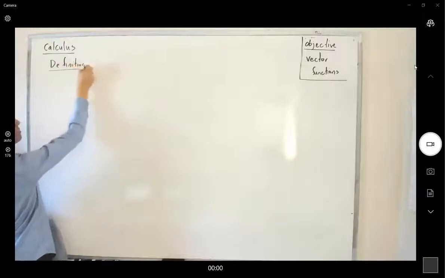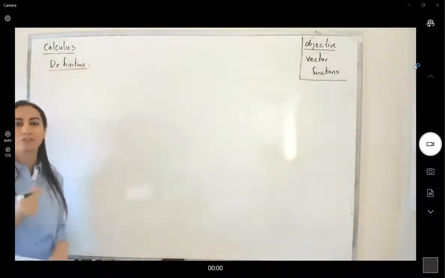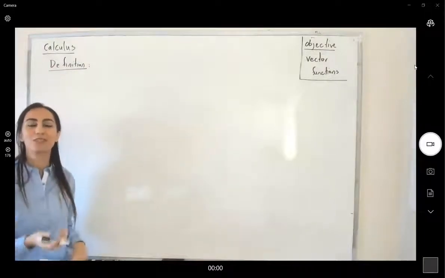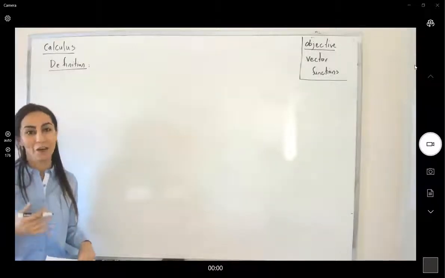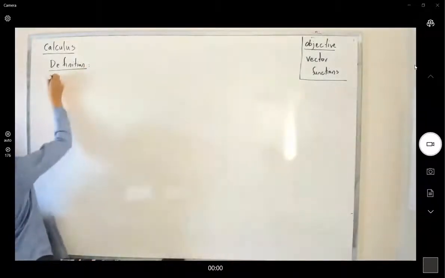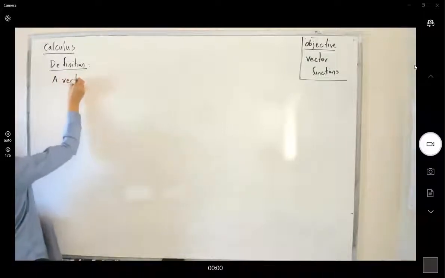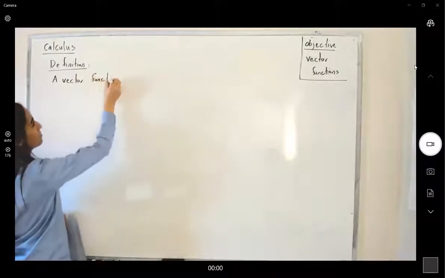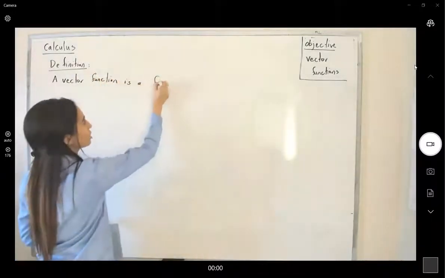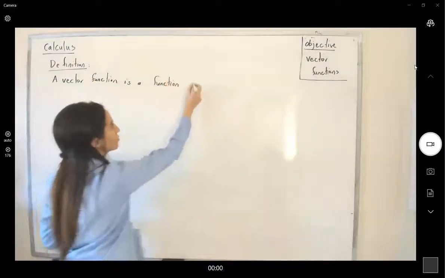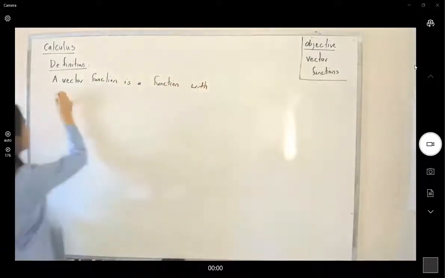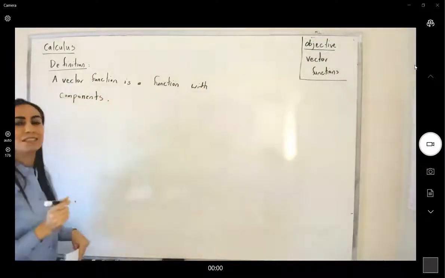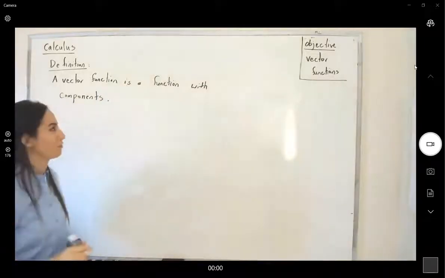Definition. A vector valued function, or just vector function, is a function with components. Those components are all scalar functions.